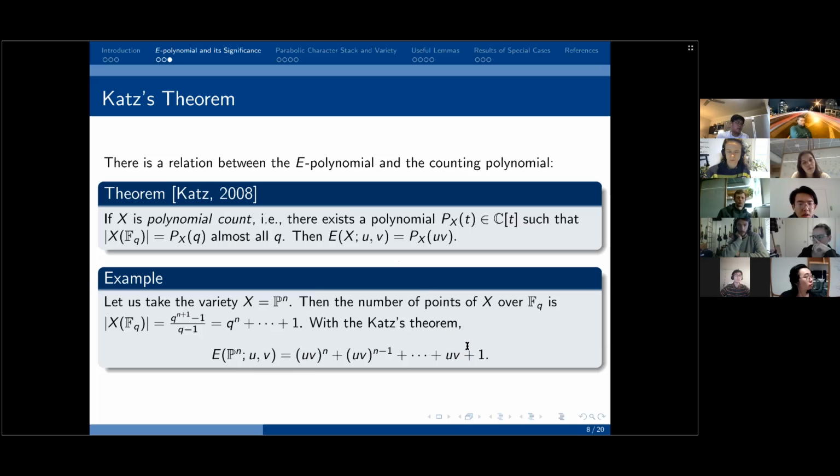But sometimes we cannot use the Katz theorem because some varieties do not have such a counting polynomial. For example, some elliptic curves do not have such a counting polynomial. And in that case, we cannot use this theorem. But in this talk, parabolic character stacks and varieties satisfy this theorem, so we will use this theorem for computing the E-polynomial. Now, I will define the parabolic character stacks and variety.